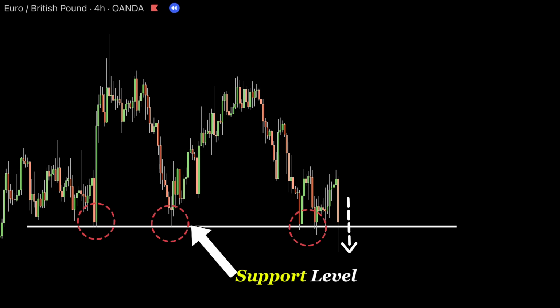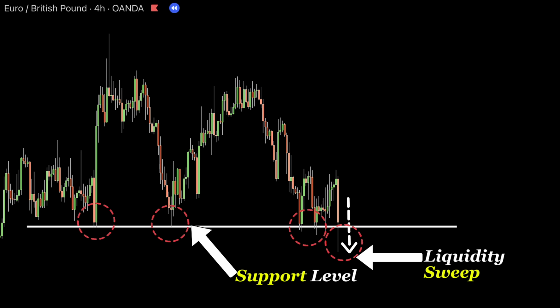Eventually, price pushes below this support, creating the appearance of a breakdown. However, instead of continuing lower, the market quickly recovers, closes back above the level, and then reacts strongly upward. This behavior represents a liquidity sweep. Sell-side liquidity below support is taken as stop losses from breakout sellers are triggered. Once that liquidity is collected, price reverses sharply, leaving behind a clear sign that sellers have been trapped.